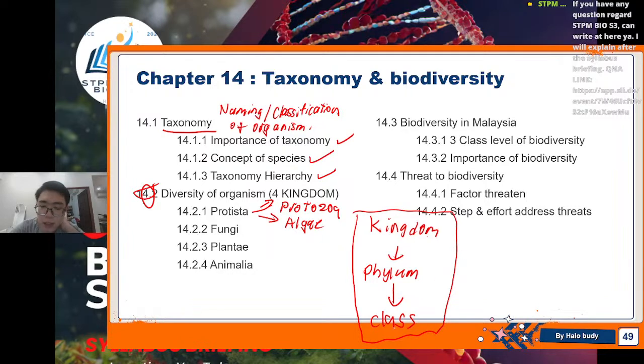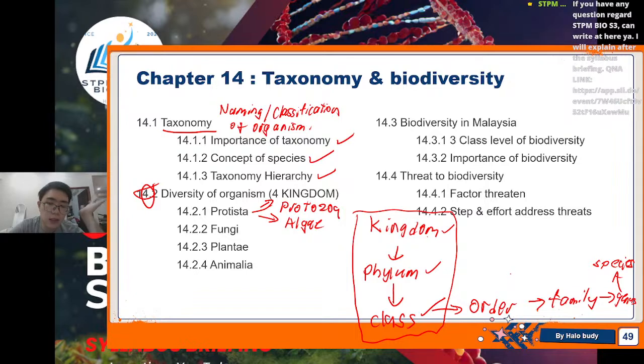The others, if I'm not mistaken, under class is order, and under order is family. Then is genus, and then the last one is species. So this is under the topic of taxonomy hierarchy. In our syllabus, we normally only learn about kingdom, phylum, and class. Order, family, genus are not in our syllabus, but if you want to understand them, it is up to you. Extra knowledge lah. But in our syllabus, we only focus on these 3.